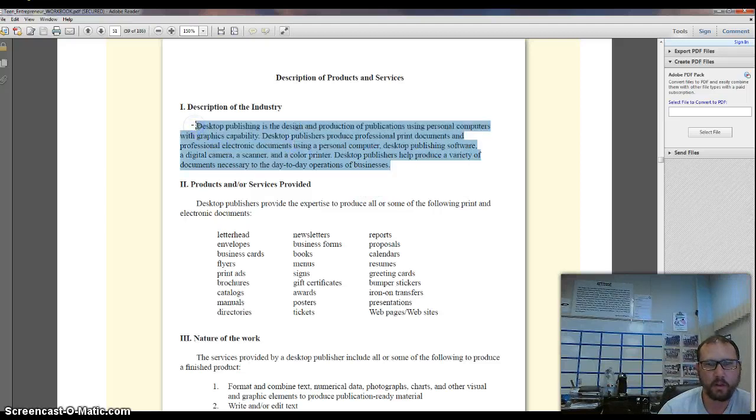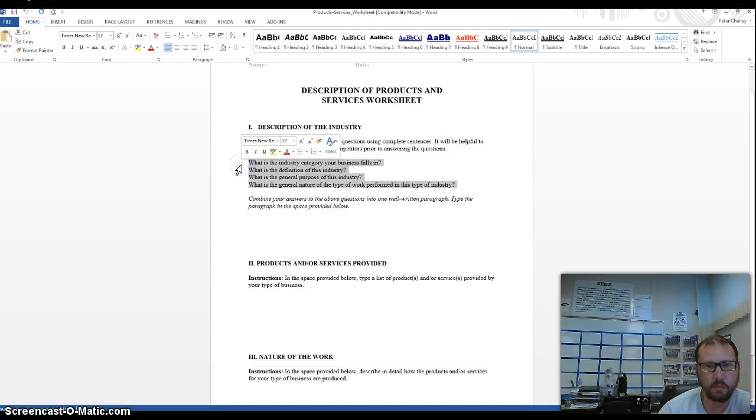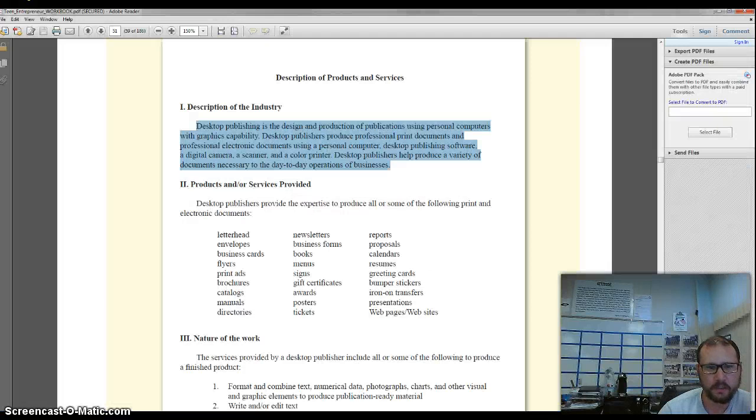Desktop publishers help produce a variety of documents necessary to the day-to-day operations of a business. Nice paragraph there that describes what the industry is, and that's all based off of these questions right here. So answering these questions on the document, but putting them into one paragraph. Combine the answers to these questions into one paragraph. That's what Sean Decker did for his description of the industry.